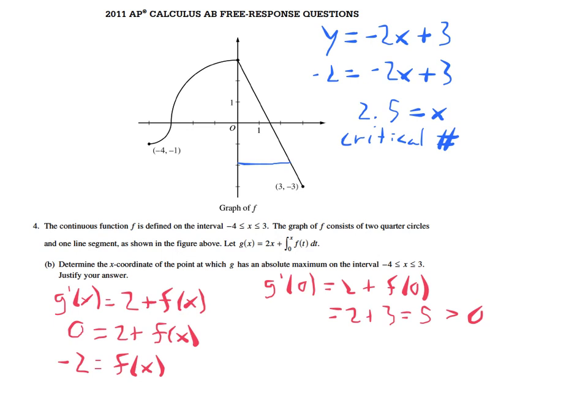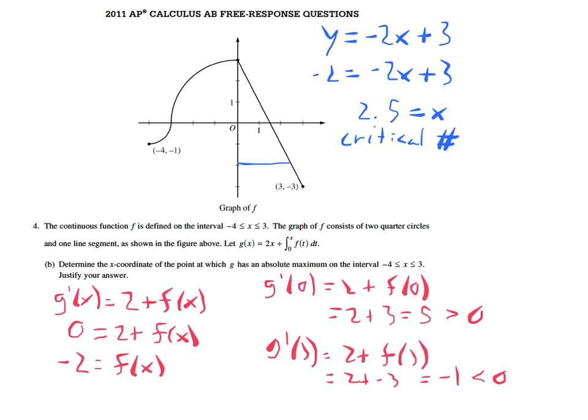And then look at something on the other side of 2.5. So we'll look at g prime of 3, which is again going to be 2 plus f of 3. And f of 3 is negative 3, so this is 2 plus negative 3, which is negative 1, which is obviously less than 0.